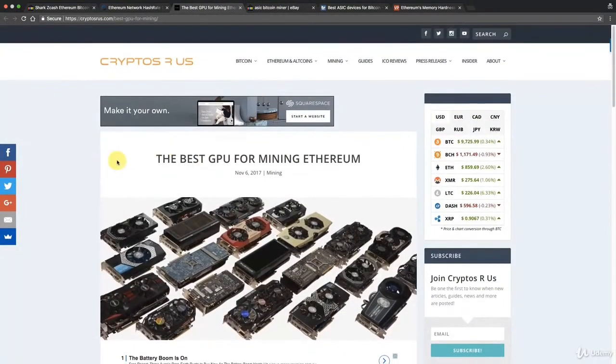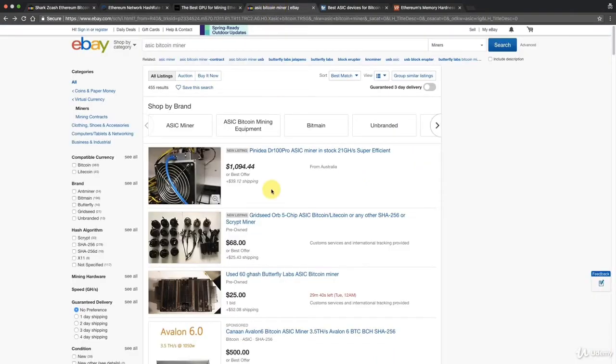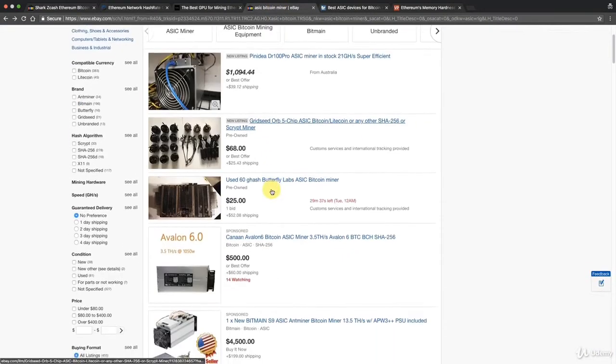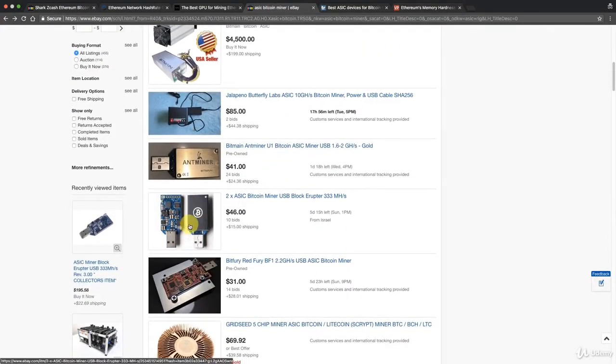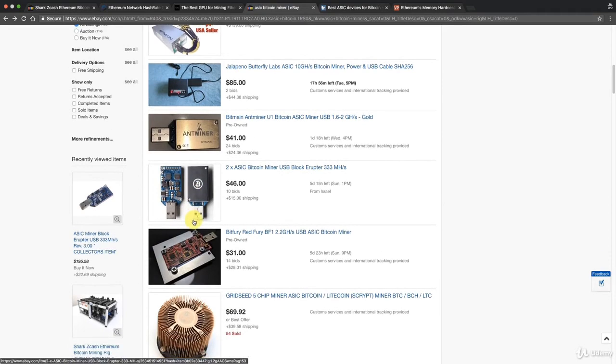Okay, so those are our GPUs. And let's move on to ASICs. So what does an ASIC look like? Look at that. When I saw this for the first time, I was so shocked. This little USB stick, 333 mega hashes per second. Again, you can't really compare. We can't compare to what we had there.